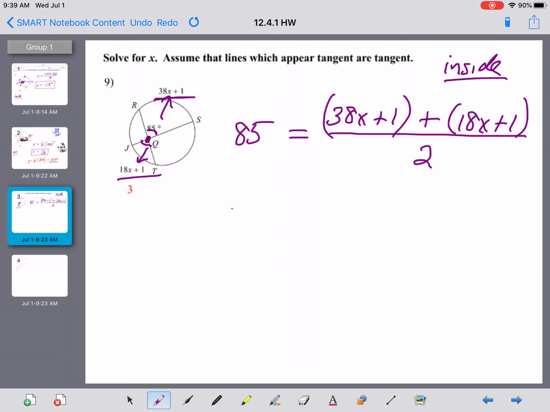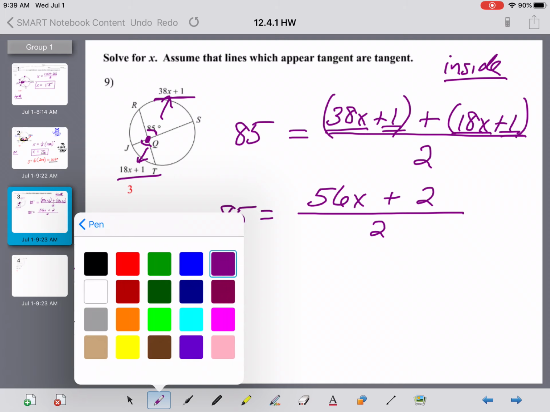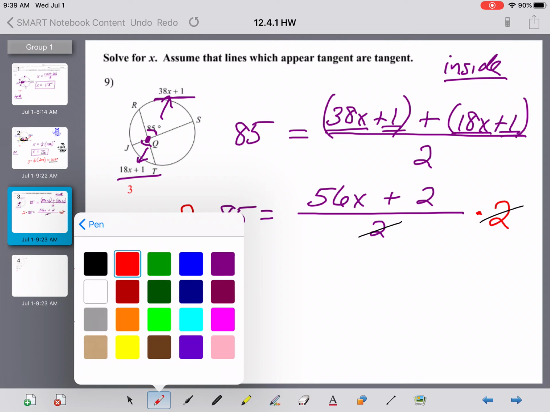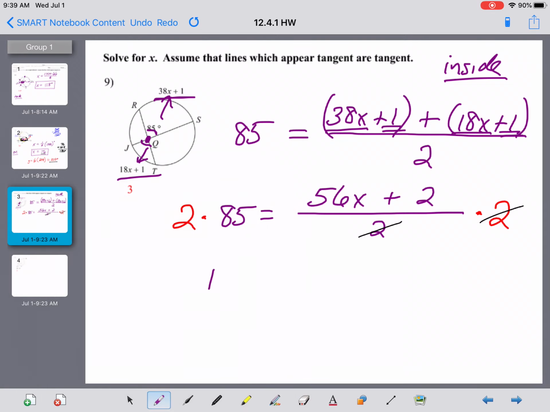All right, so let's try to solve this equation. I think the first thing we're going to do is try to clean up the numerator on the right. So on the top, we've got a 38x plus an 18x. That is going to get us a 56x. And then for constants, we're adding a 1 and another 1, so that's going to be a plus 2. What we probably ought to do right now is get rid of that 2 on the bottom of the fraction by multiplying both sides by 2. Now when we do that, this 2 and this 2 are going to cancel each other out. And that left side now, 85 times 2 is going to get us 170. And that's going to equal 56x plus 2.